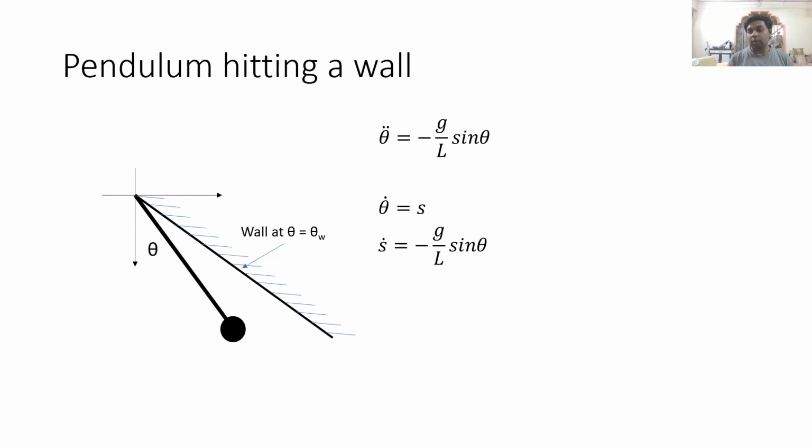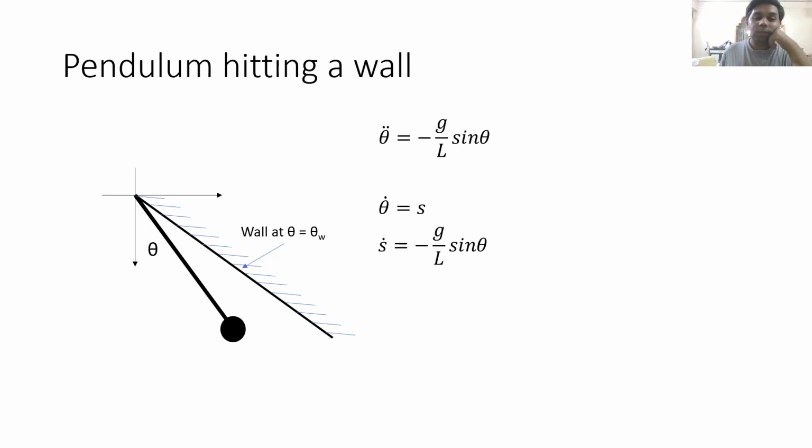To model that, we introduce the coefficient of restitution, so the initial momentum and the final momentum are related by the coefficient of restitution. Since the wall is stationary, there will be just a change in sign of the velocity of the pendulum bob, and some reduction in the velocity, as per the coefficient of restitution.